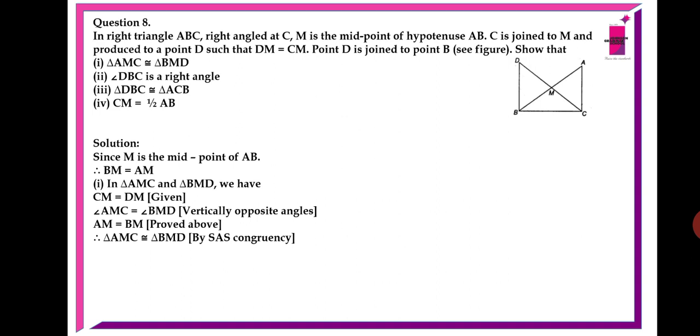Since M is the midpoint of AB, BM equal to AM. So in triangle AMC and triangle BMD, we have CM equal to DM, this is given data. Angle AMC equal to angle BMD, the vertically opposite angles, and AM equal to BM, this is proved above, as M is the midpoint of AB. Therefore, triangle AMC is congruent to triangle BMD by side angle side congruency rule.